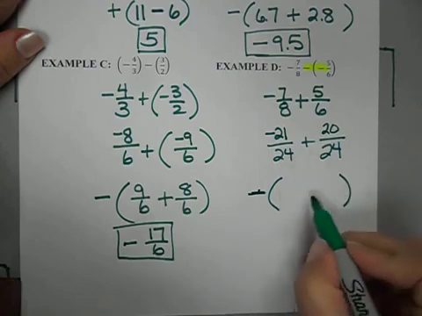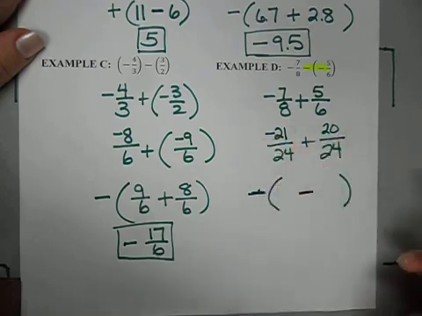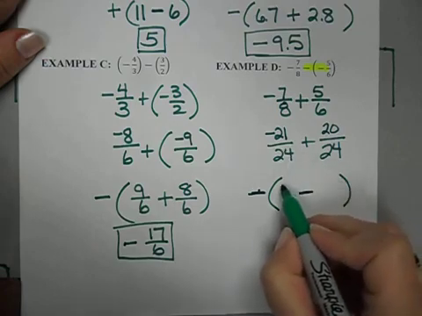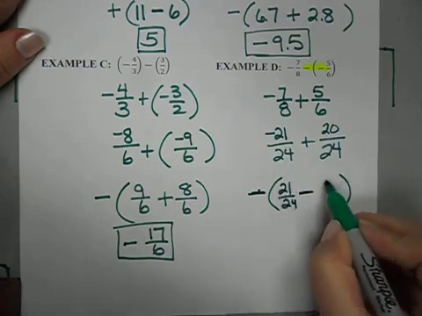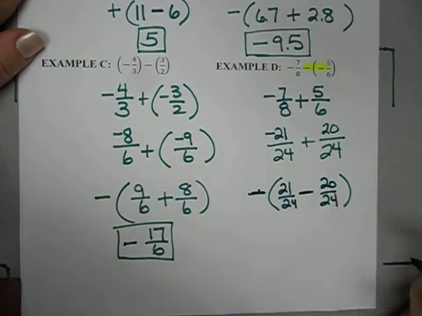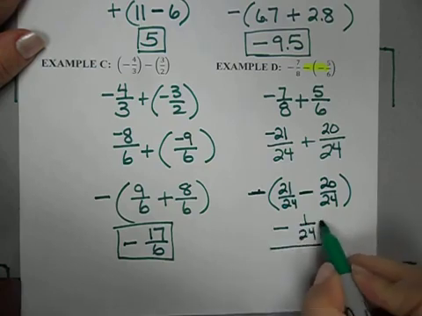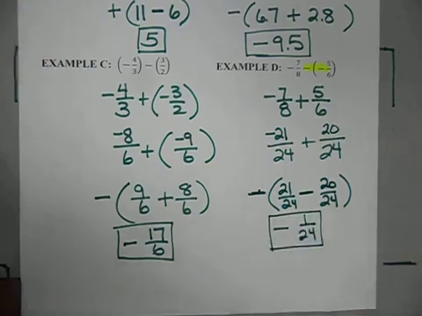And then we are going to subtract their absolute values because we have different signs. We have a negative and a positive. So we're going to do the absolute value of the larger minus the absolute value of the smaller amount. So our final answer will be negative 1/24. So hopefully that helps.